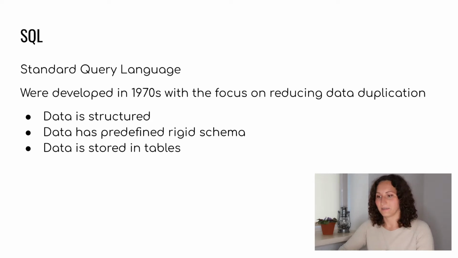In the 1970s, storage was pretty expensive, and developers didn't want to store the same information two or three times on the same server. They wanted to optimize it somehow. So in SQL databases, data is structured, it has a predefined rigid schema, and data is usually stored in tables. There is a table name with column names and column values with predefined types. And there are relations between these tables, which are also defined by the developer.